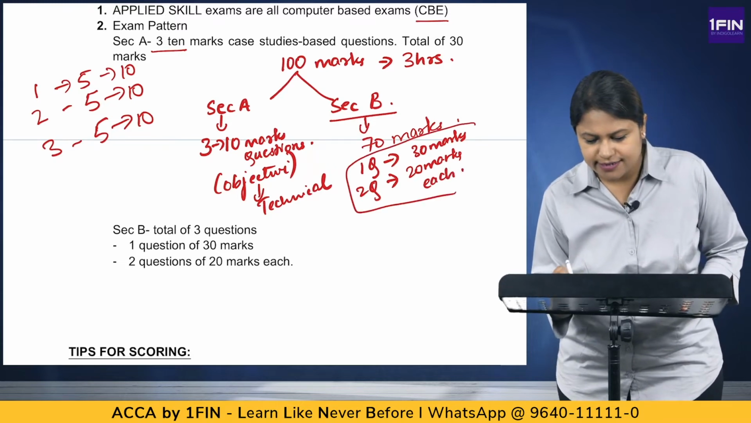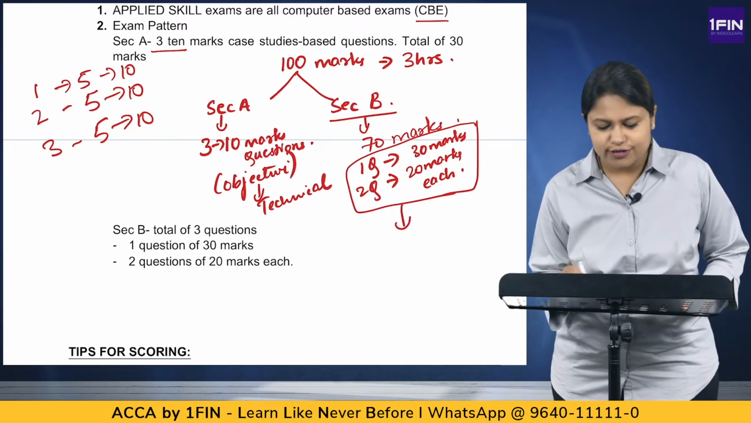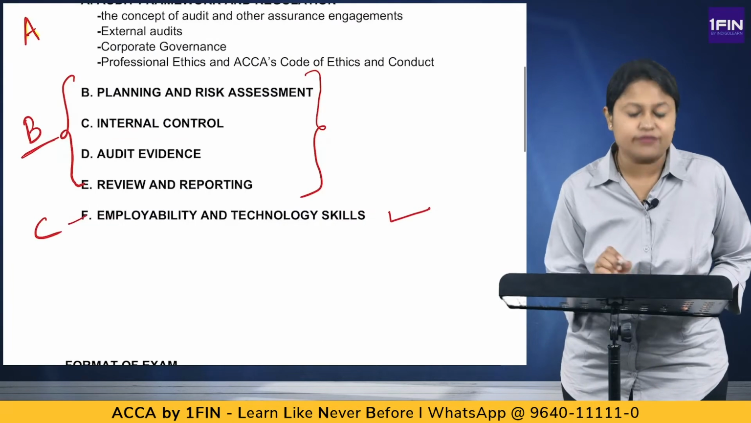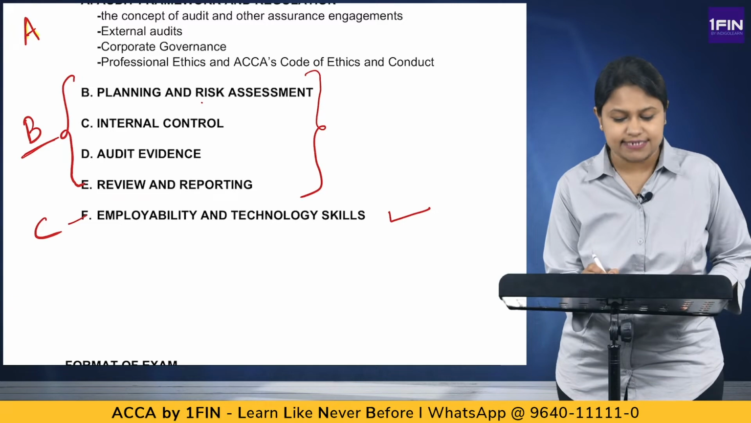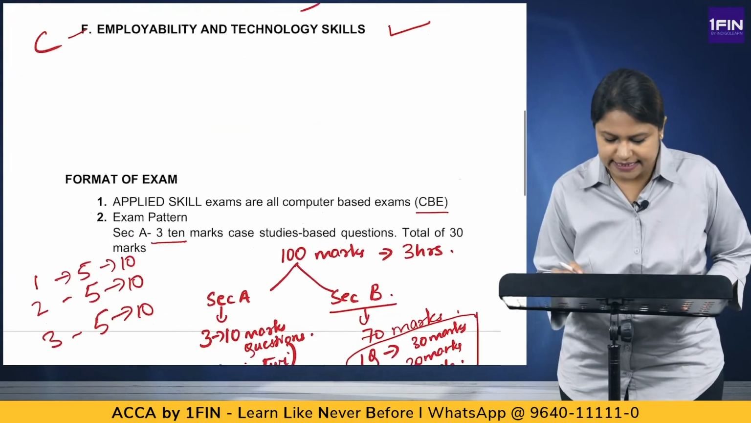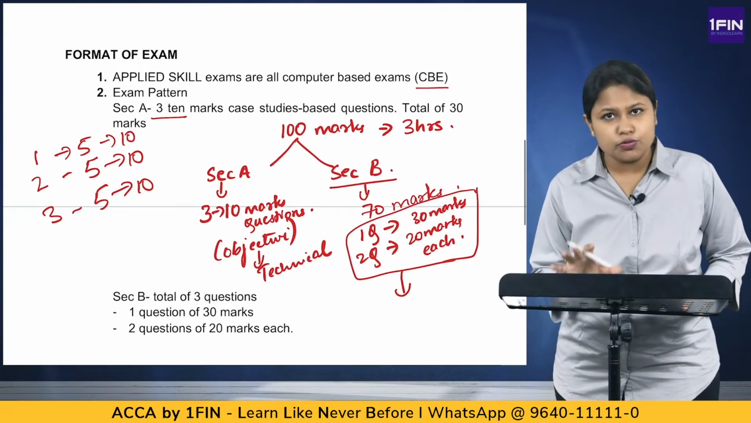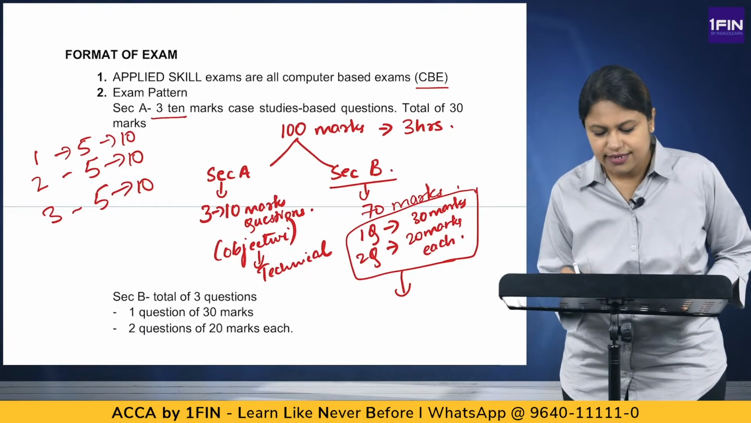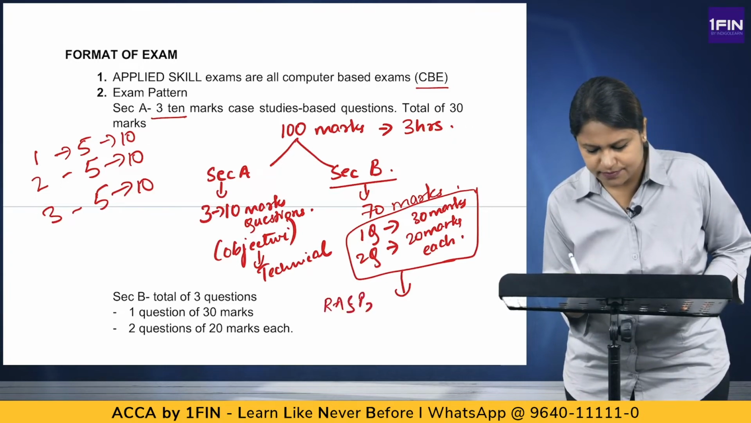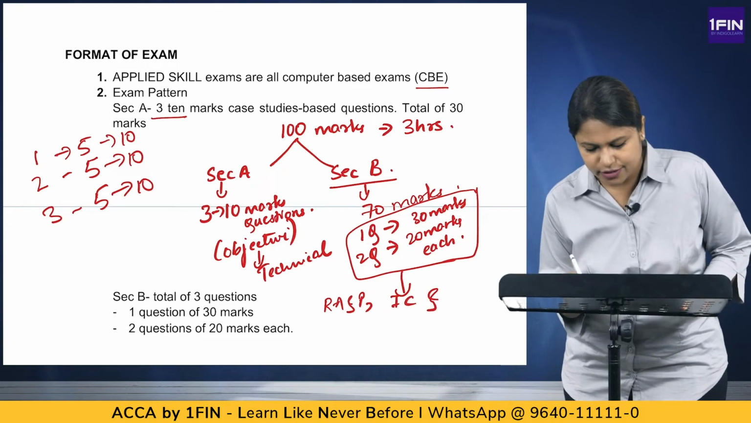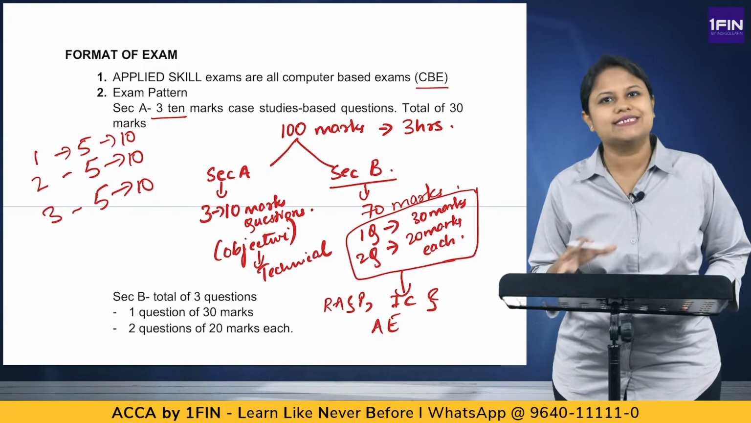The focused area for this is the entire part B that we are going to talk about. That is planning and risk assessment, internal control, audit evidence. These 3 parts are being tested in part B. Section B usually covers these particular topics: risk assessment and planning, internal control, and audit evidence. So questions from these topics are concentrated on the second part.